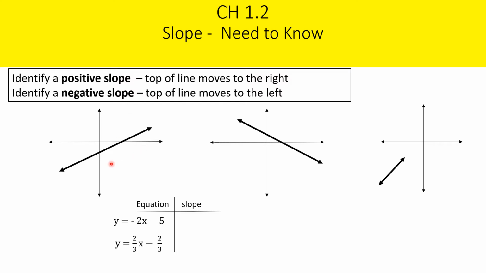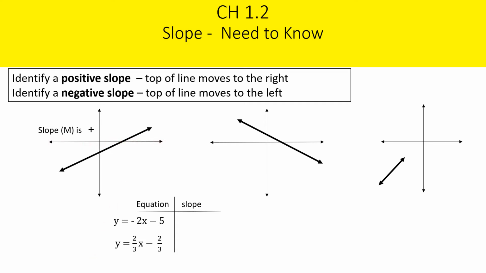So let's take the example of the first graph. We see the top of this line is moving to the right. So therefore it's going to be positive slope. Now what you're basically comparing this to when we say you move to the right is this x-axis. Everything to the left is negative and everything to the right is positive.